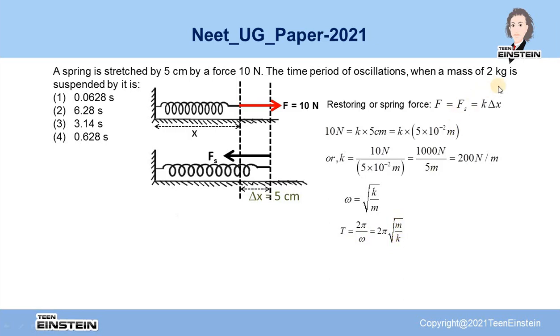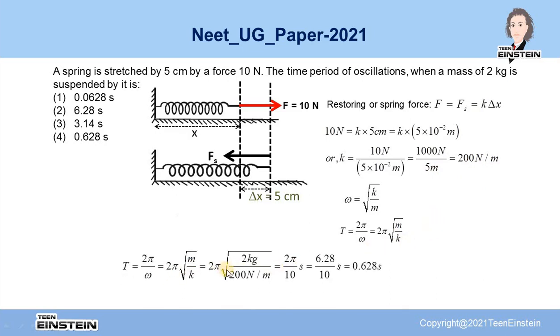and this m is here given as 2 kg in this given problem, and k we have already found out as 200 Newton per meter. If we plug in the values, then upon calculation we get 0.628 second as the time period of oscillations of the spring, and hence the fourth option will be the correct answer for this problem. Thank you.